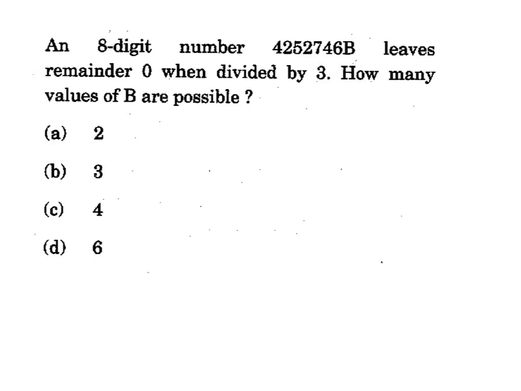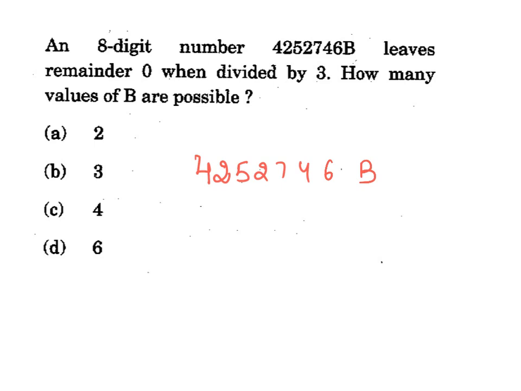An 8-digit number 4252746B leaves remainder 0 when divided by 3. Leaves remainder 0 when divided by 3 means it is perfectly divisible by 3. So he is asking how many values of B are possible.